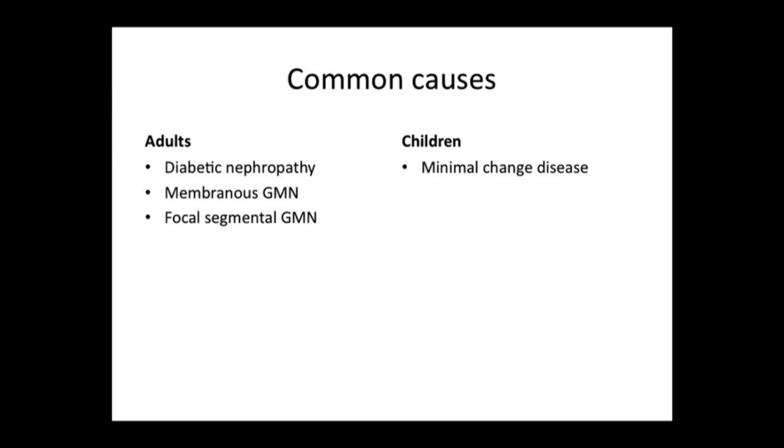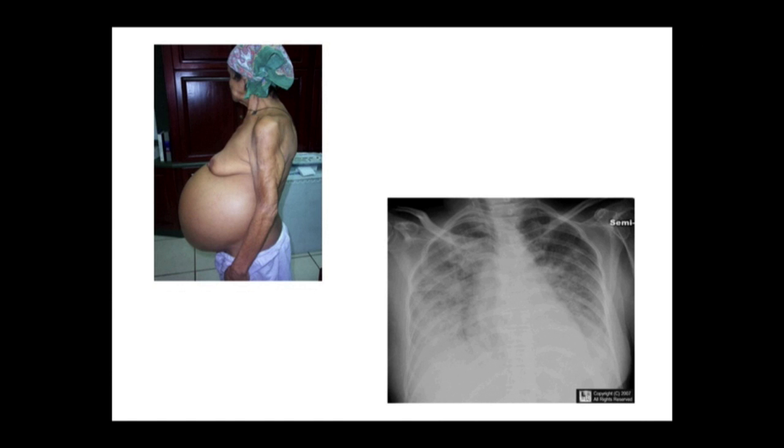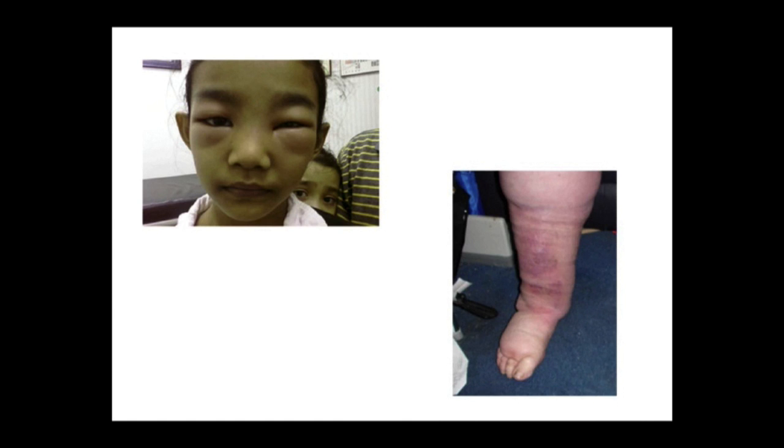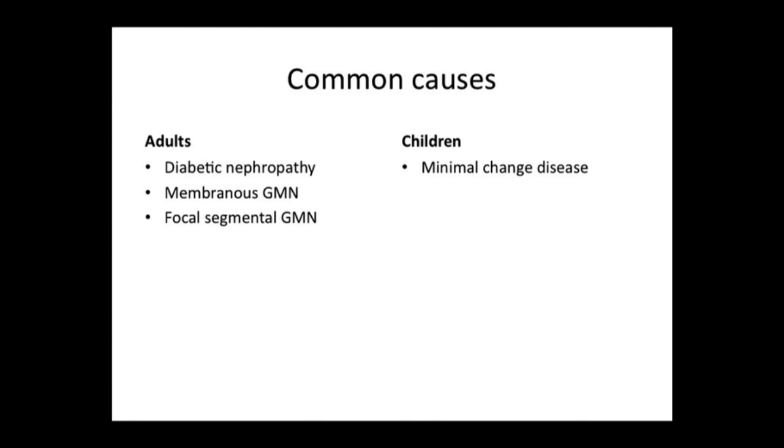So this kid, for example, probably has minimal change disease, leading to nephrotic syndrome, which has led to his swelling around the eyelids. And this disease, minimal change disease, responds very, very well to steroids, and most kids get better.